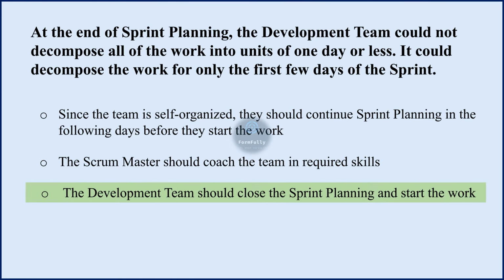In Scrum, sprint planning is a time-boxed event, and it is expected that the team completes the planning within the allocated time. If the development team could not decompose all of the work into units of 1 day or less during sprint planning, they should still have a sufficient understanding of work to proceed with the sprint. So third option, the development team should close the sprint planning and start the work.